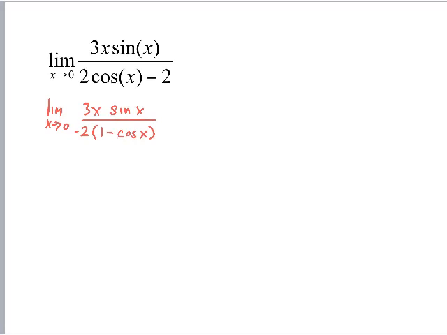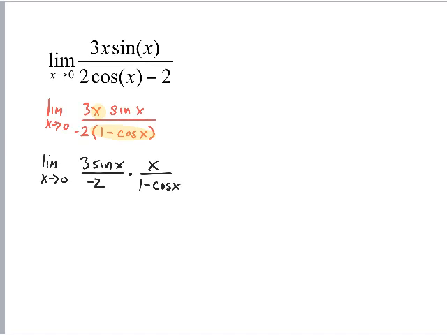Because if you look carefully now, it's kind of cool. If you look at it carefully, do you notice I now have x over 1 minus cosine x inside of it? So watch this. I'm going to rewrite this again. The limit as x approaches 0, I'm going to rewrite this as 2 separate limits. We have 3 sine x over negative 2 times x over 1 minus cosine x.